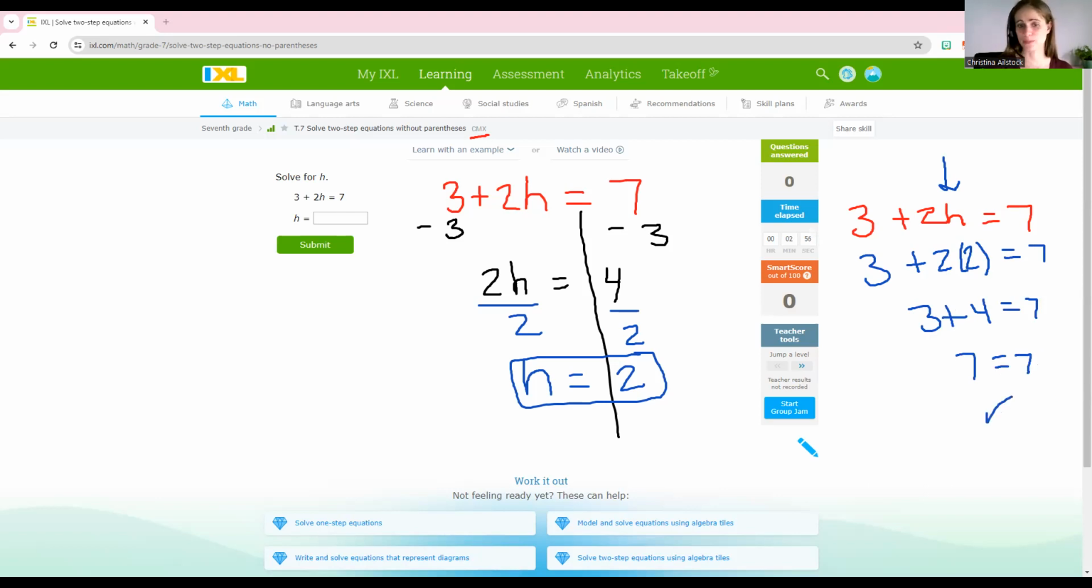So that right there is an example of how you can check your work on any of the equations. If you ever feel like your answer's a little off, you can see whether or not it works. And for this IXL, you can notice that they already put the h equals there, so all you have to do is just type in the 2 for it to mark it as correct.